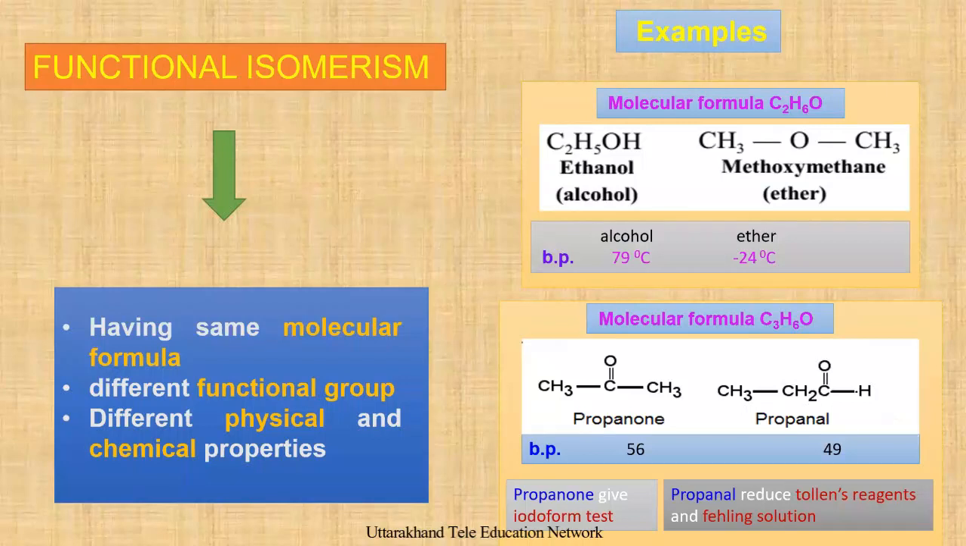Third is functional isomerism. Functional group isomerism is shown by isomers which have the same molecular formula but contain different functional groups. The functional group isomers show different physical as well as chemical properties. Dimethyl ether is a functional isomer of ethyl alcohol. Both have the same molecular formula C2H6O. However, they have different functional groups. Dimethyl ether is a gas and ethanol, on the other hand, is a liquid at room temperature. And the boiling point of ethanol is much higher than that of dimethyl ether.